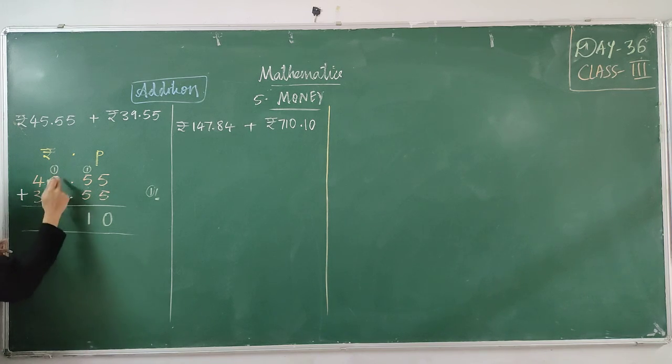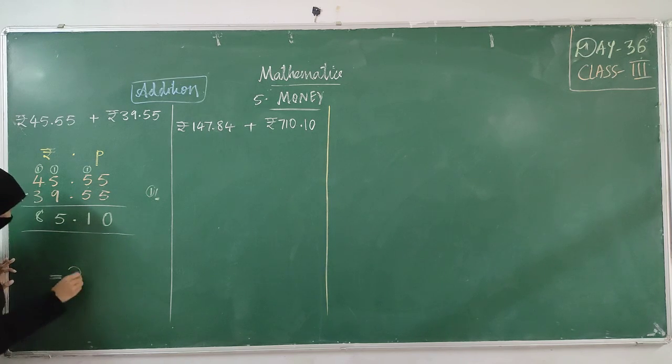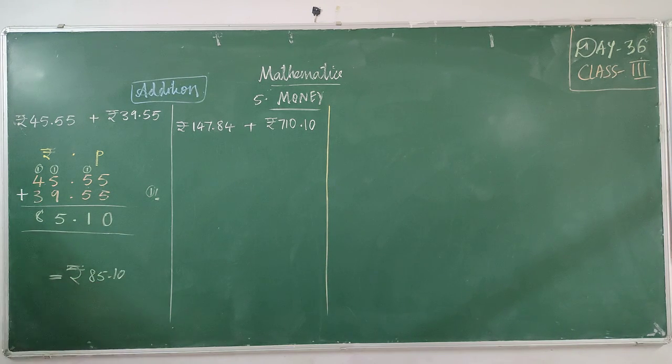Now, 5 plus 1 will be 6, or easy, 9 plus 1, 10, 10 plus 5 will be 15. Dot below dot, 15 you got, put 1 carry and 5 here. Now, 4 plus 1 will be 5 and 5 plus 3, 6, 7, 8. 8 is your answer. So what is the total answer? Your total answer is rupees 85.10 paisa. For paisa, you are not going to write P. Okay? Now, next question. Same.